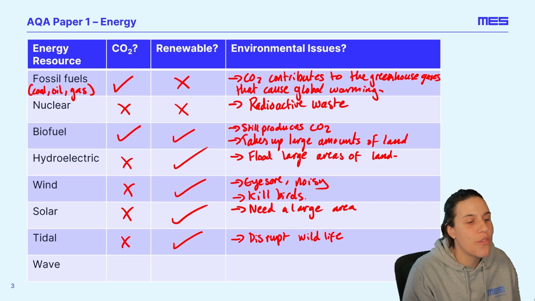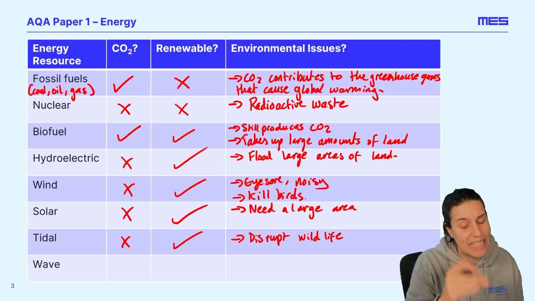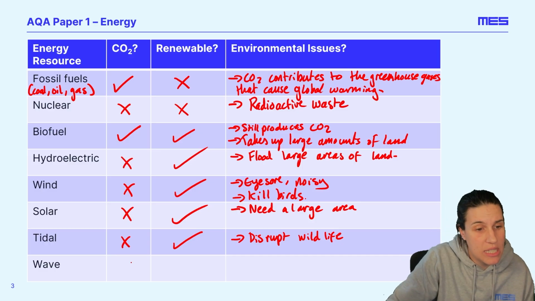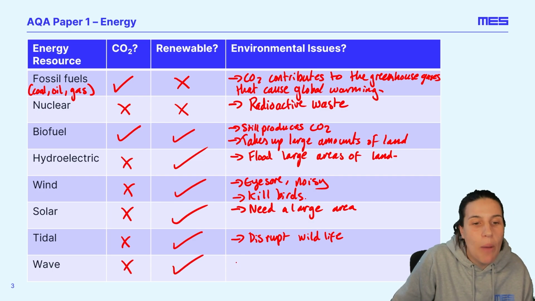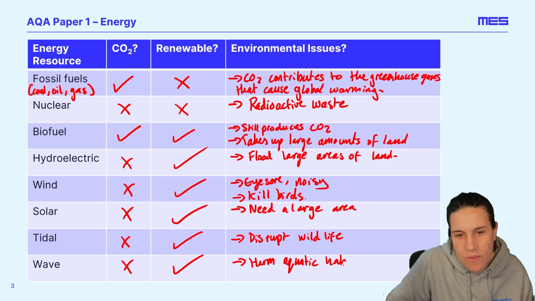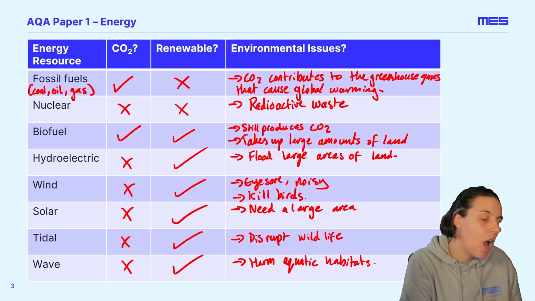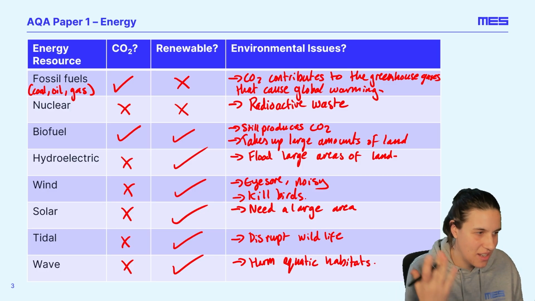And then finally, we've got wave power. So wave is when we're putting generators in the sea and using the waves to turn the turbines. Again, it doesn't produce CO2 and it is renewable. However, again, it can harm aquatic habitats. So it can harm the habitats of any of those creatures that are living in the sea.